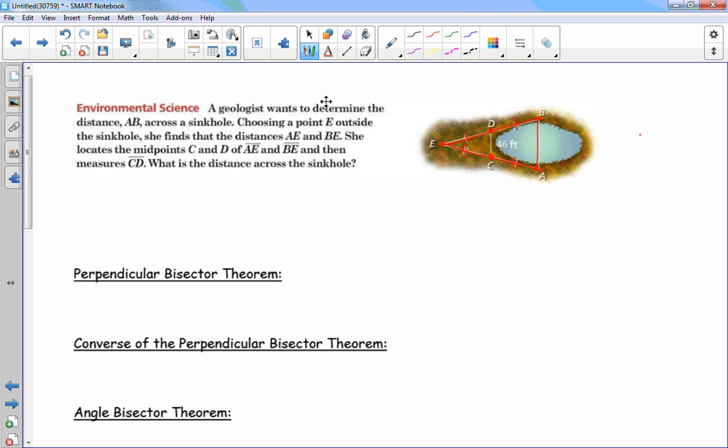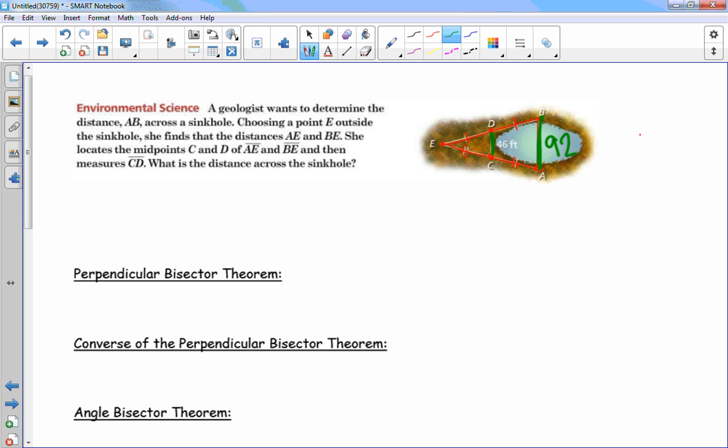No, 46 is on the edge of the sinkhole. What is the distance across the sinkhole? Yeah, 92. How do we get 92? Double. 46 is just from here to here, but we want all the way across. So that's 92.